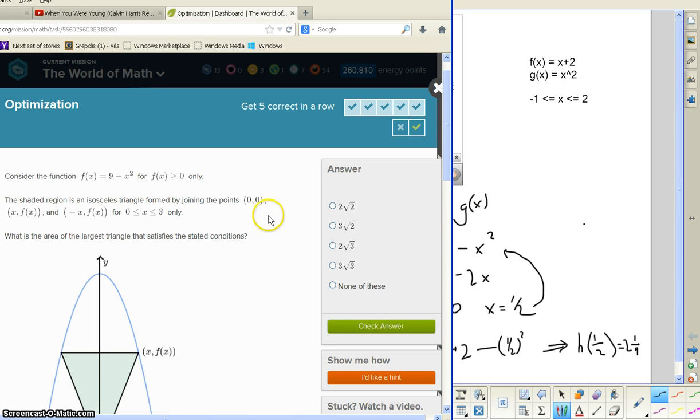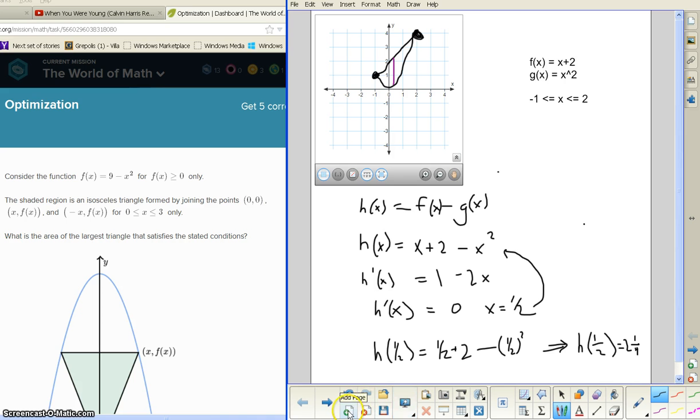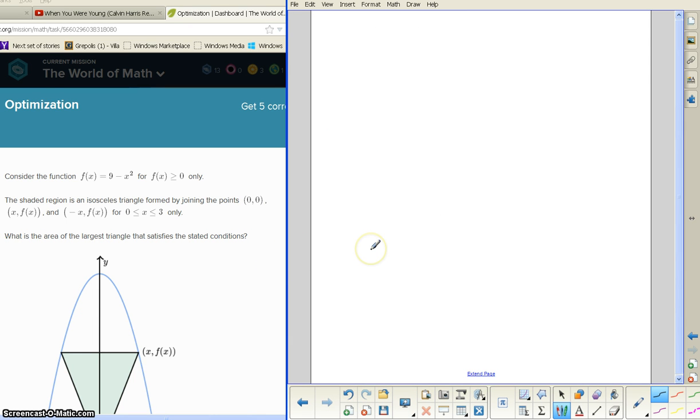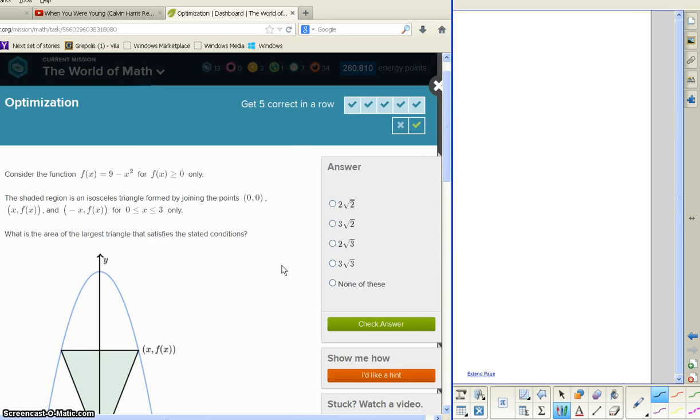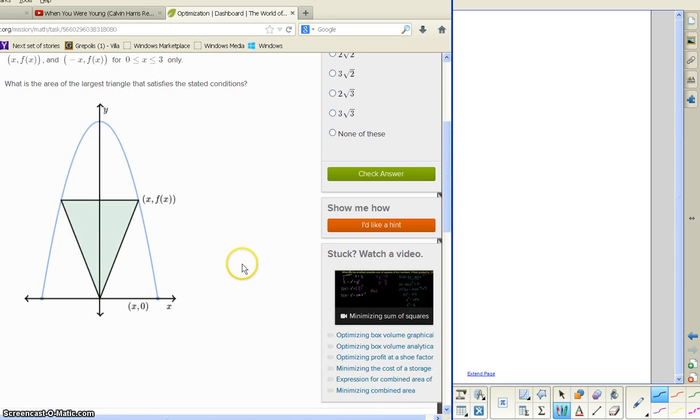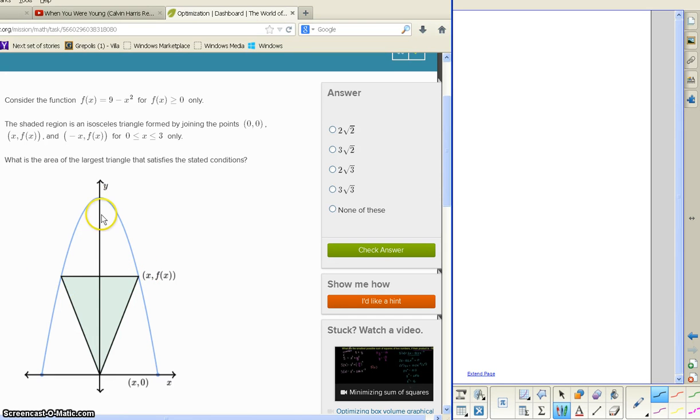We're going to record that next one here too, so we're going to go to a new page. It says consider the function f of x equals 9 minus x squared, where the output is greater than or equal to 0 only. The shaded region is an isosceles triangle formed by the point 0, 0 and x comma f of x, which means, since this is isosceles and has the axis of symmetry here, that this point is negative x comma f of x. It's going to be an even function across. What is the largest area of the triangle that satisfies the stated condition?